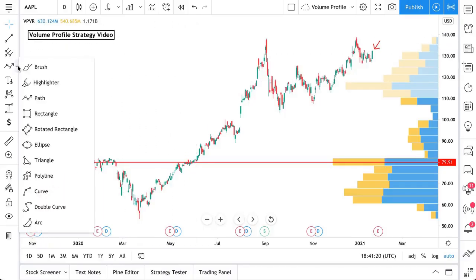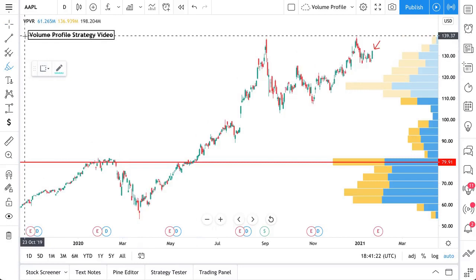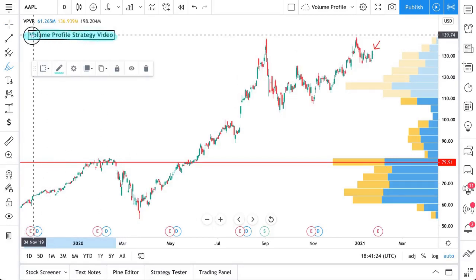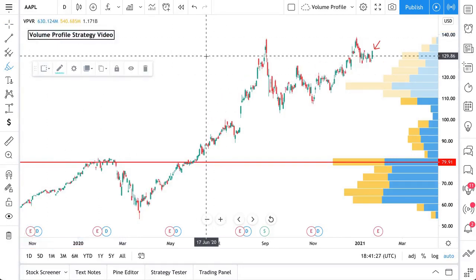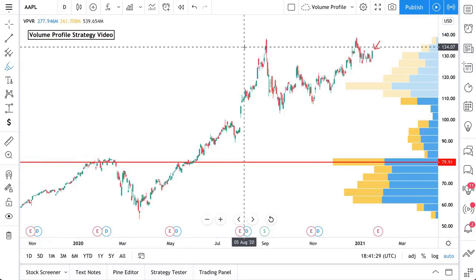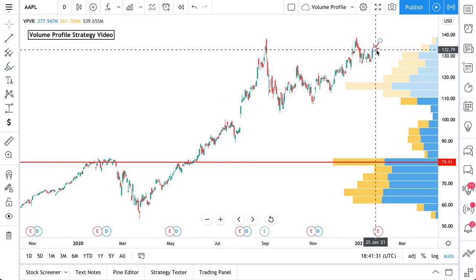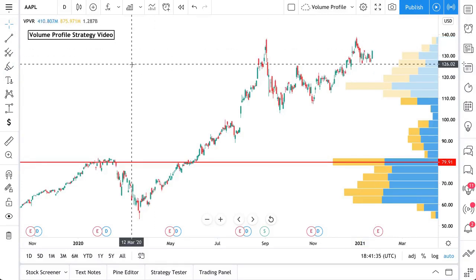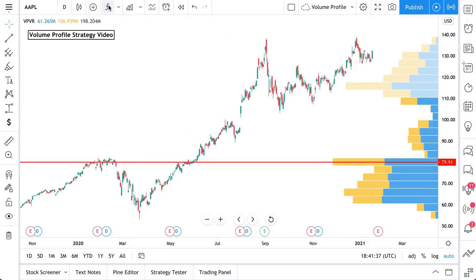Let's talk about volume profiles, but more importantly, let's do a strategy video, meaning let's talk about how you can use volume profiles to make better decisions or to trade or to just follow markets with a better understanding of risk and reward. So watch our mouse here.